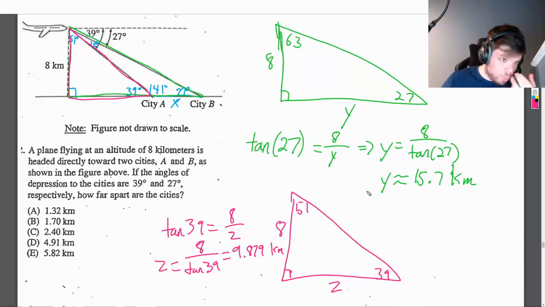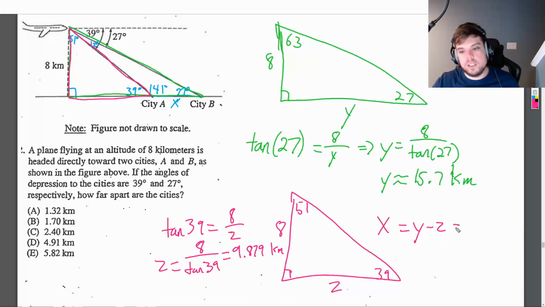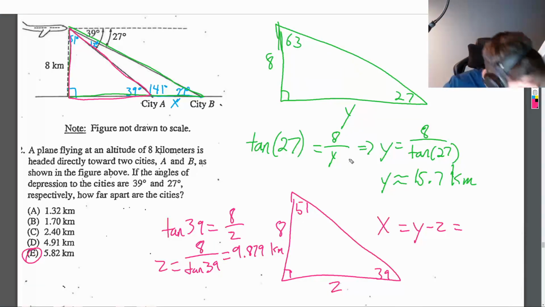That means we know that x is going to be y minus z. So that's about 15.7 minus 9 point whatever all that was. So we take that first 15.7 and subtract the second, meaning we get 5.82. Hope I didn't do that one wrong. Because I get about 5.82. I get 5.822. That looks good. But the question is, is that the fastest way to do it?